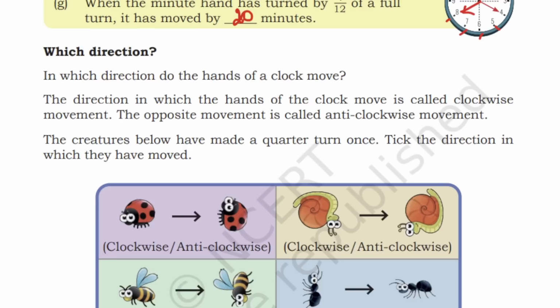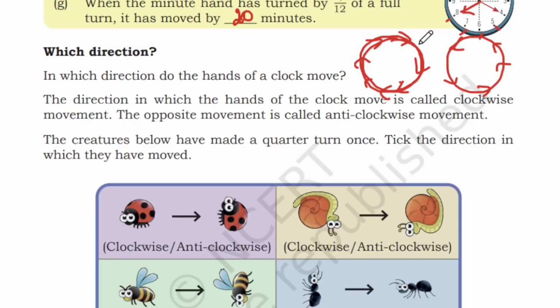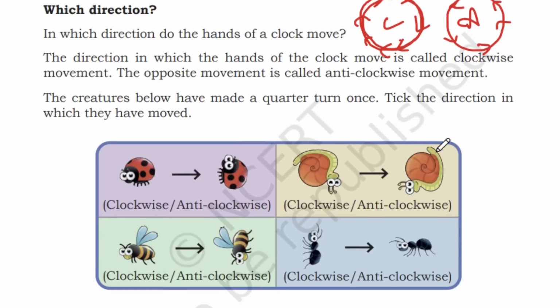Okay, next. In which direction do the hands of a clock move? The hands of a clock move in a clockwise direction. So this is a clockwise movement. Anti-clockwise movement is the reverse movement. It will be like this movement. So this is anti-clockwise movement and clockwise movement is this. The direction in which the hands of a clock move is called clockwise movement. The opposite movement is called anti-clockwise movement.